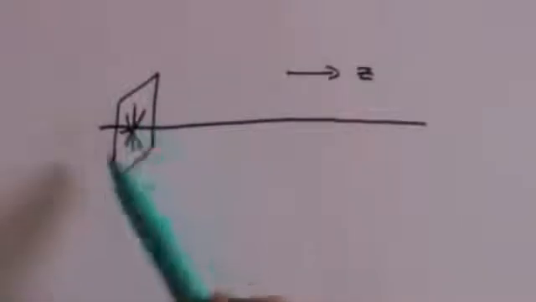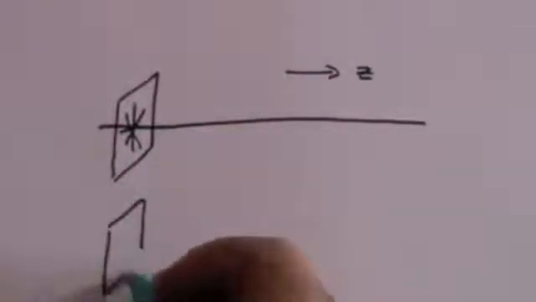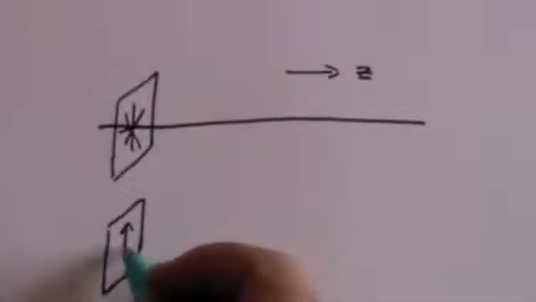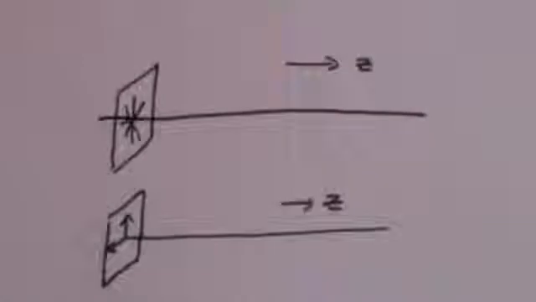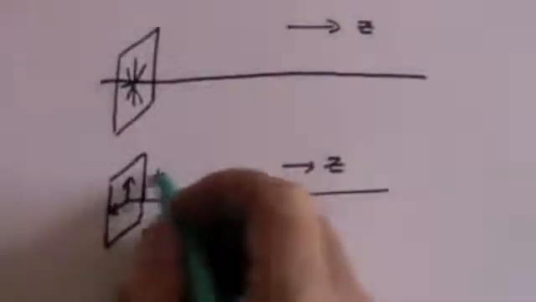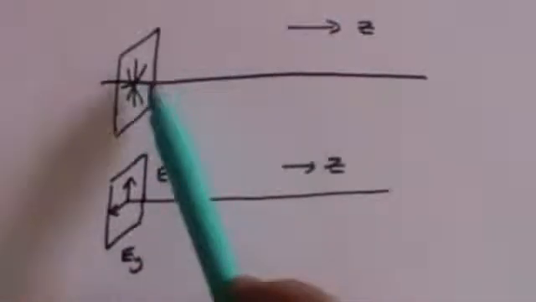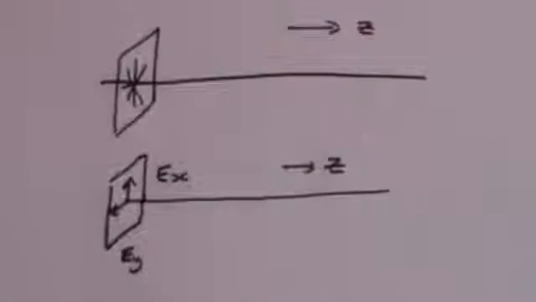And of course, you can always resolve all of these E vectors into two vectors, one in the x direction and one in the y direction, and then the actual wave is travelling in the z direction. So we've got an EX component and an EY component of all of the E vectors in the unpolarized light.